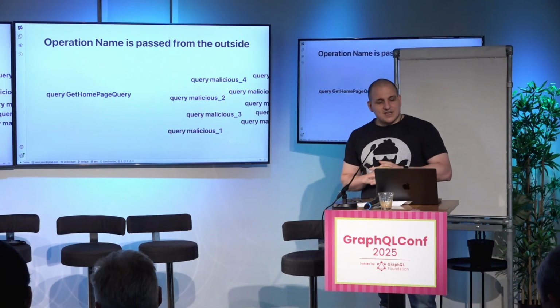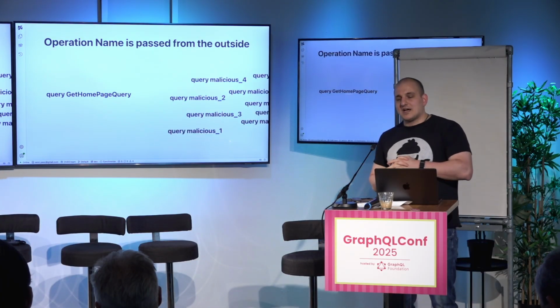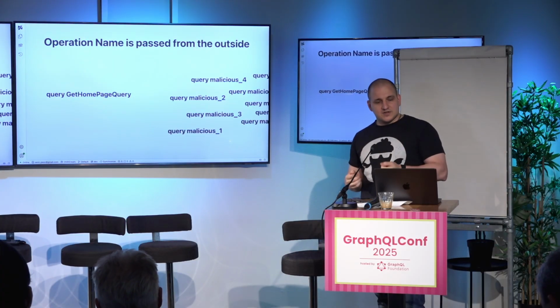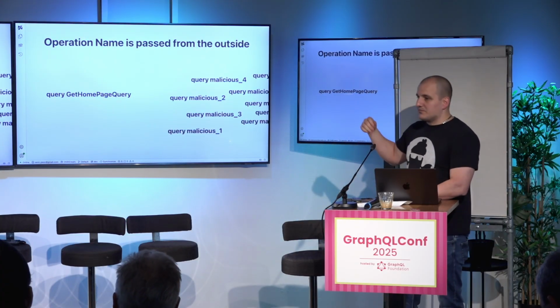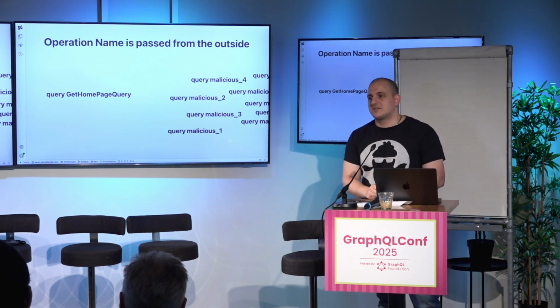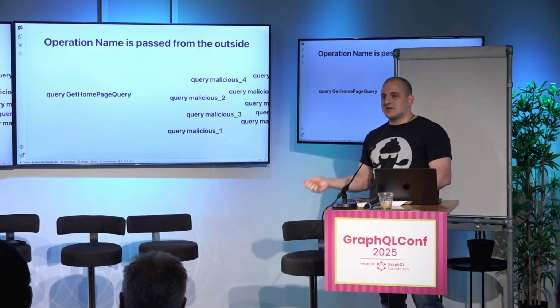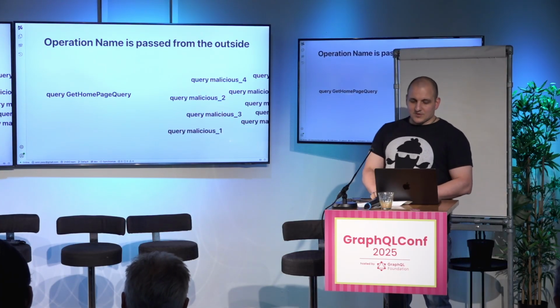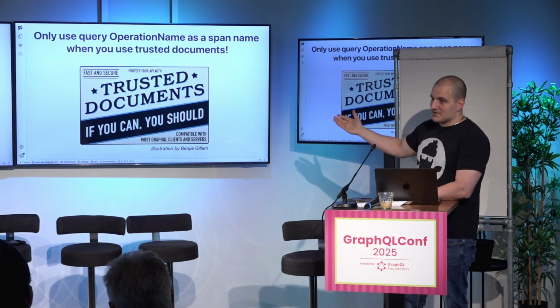In GraphQL, we have to be careful as the operation name is passed from the outside. Attackers can use this to overload our system. They can just send many, many requests with different operation names, and then they blow up our telemetry system. And it's very bad when you're attacked and you can't see. That's very bad. So what you have to do, by Benji, right?